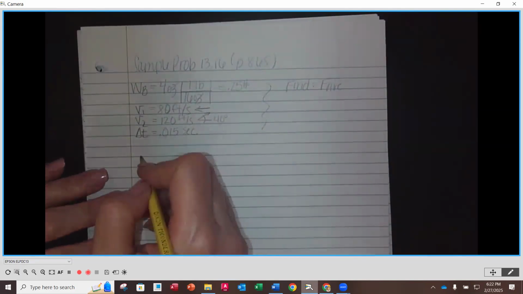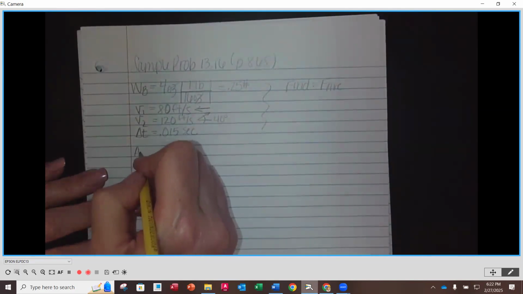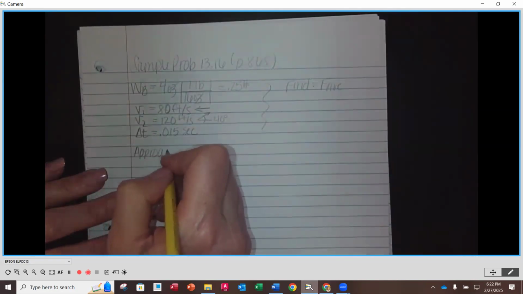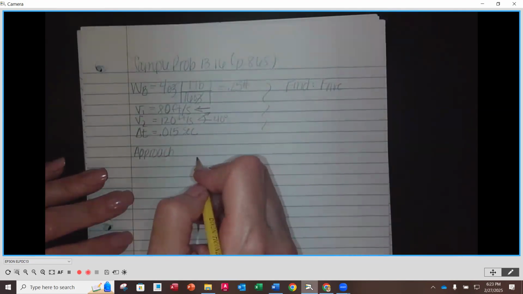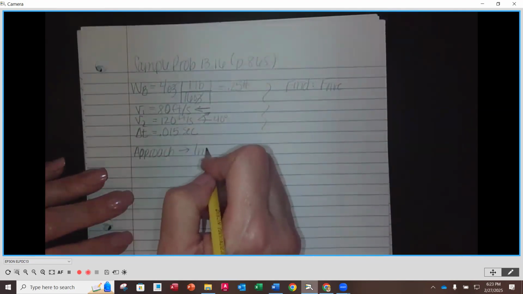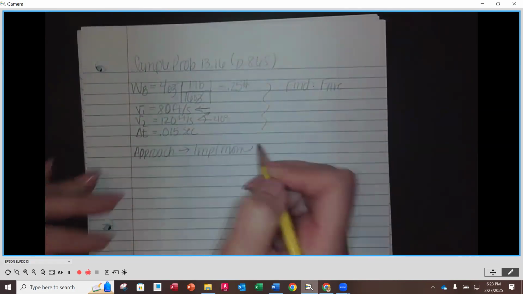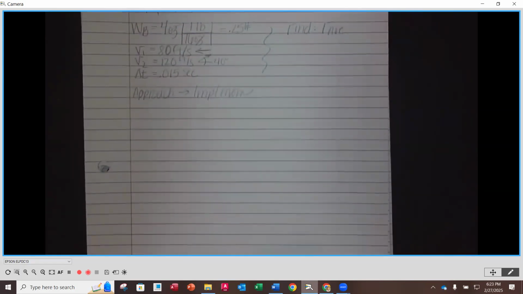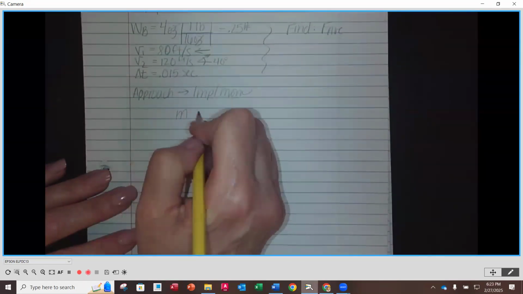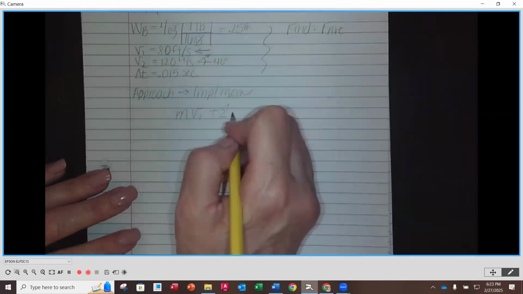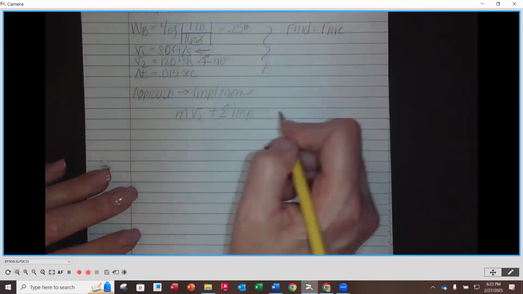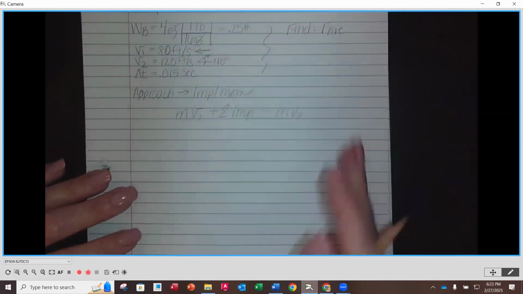Our approach is going to be the impulse momentum theorem. If you want to identify that, you can. If you don't, that's okay, but you'll have to identify the equation, which lets me know where you're going. So using impulse momentum, we know that mass times velocity 1 plus the summation of the impulse, force times time, is equal to mass times velocity 2.